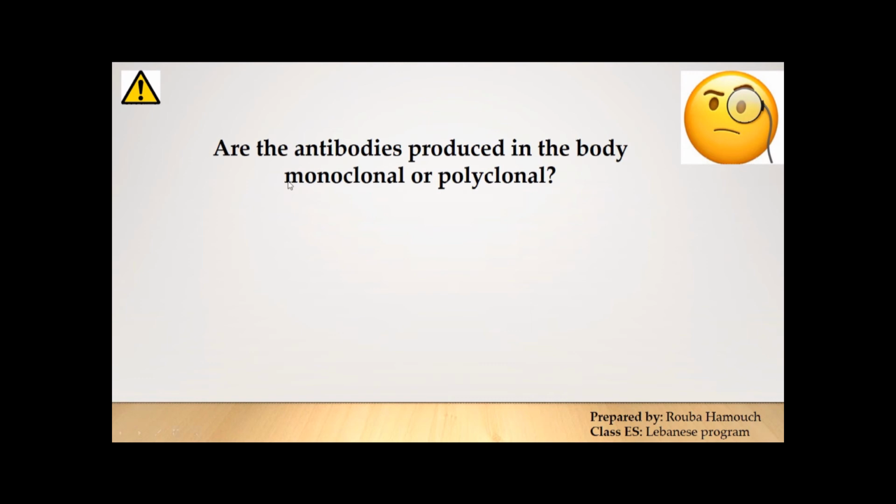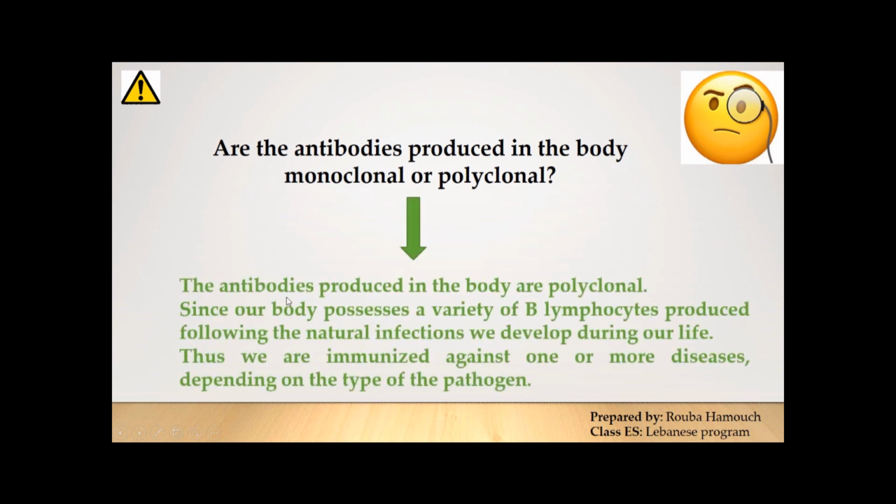Now, the question is, are the antibodies produced in our body monoclonal or polyclonal? The answer is the antibodies produced in our body are polyclonal. Why? Since our body possesses a variety, a repertoire of B lymphocytes produced following the natural infections we encounter during our life. Thus, we are immunized, we have an immunological memory against one or more diseases or pathogens depending on the type of the pathogen.